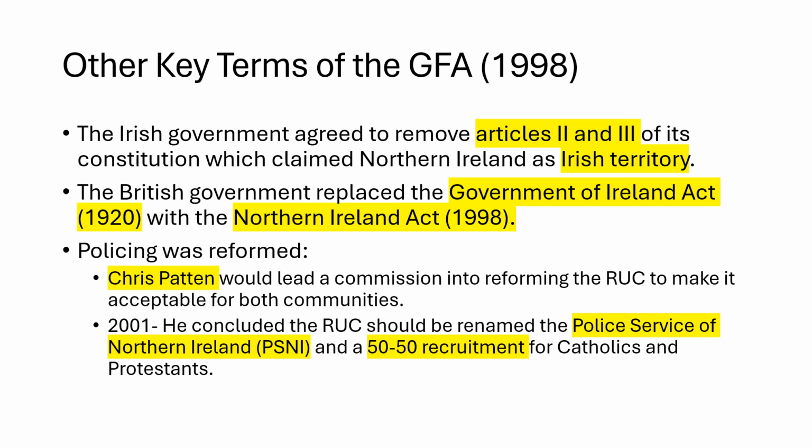And so this report or commission that is set up, led by Chris Patten, is going to look at the RUC and say, how can we make it more welcoming for nationalists and unionists to make sure it has the support of both. And he comes up with a really important point that isn't true anymore, but was true at the time for a long time. He concluded that the RUC should be recruiting 50-50 Catholics and Protestants. So what that meant is that of all new recruits to the RUC, 50% would have to be Catholics from Northern Ireland, 50% would have to be Protestants from Northern Ireland. You couldn't have 70% of new recruits being Protestant and only 30% being Catholic.